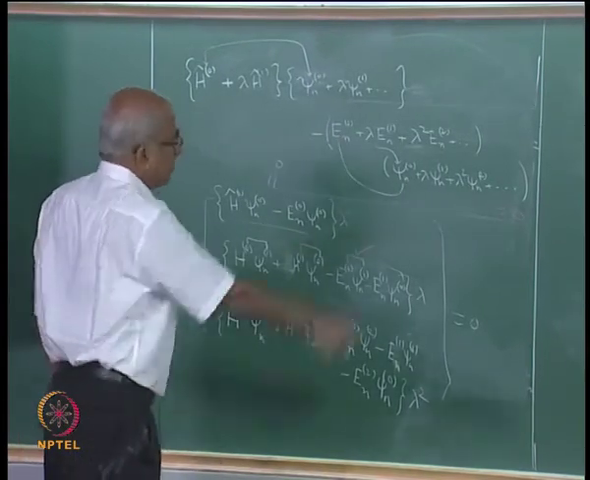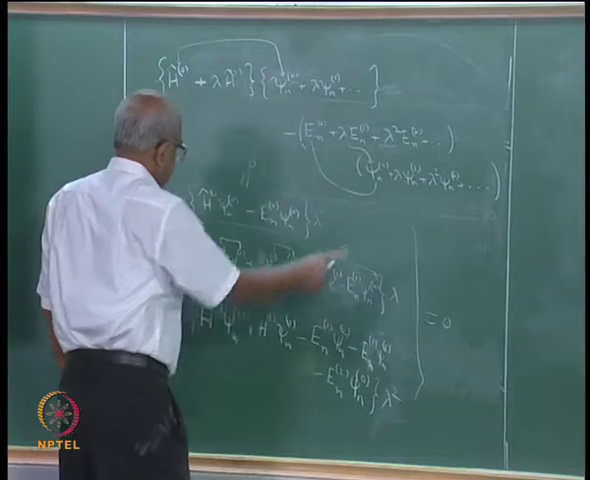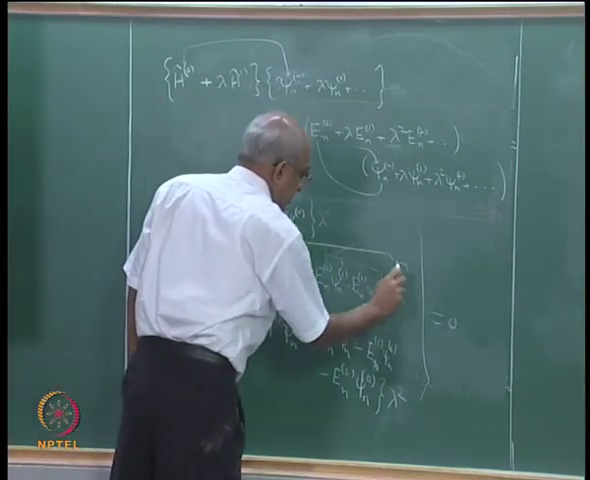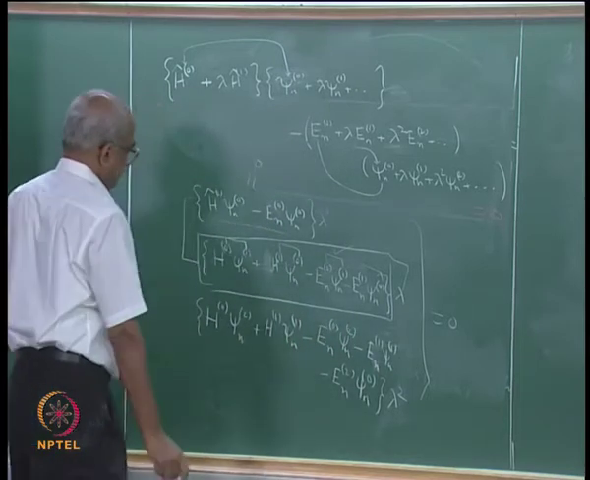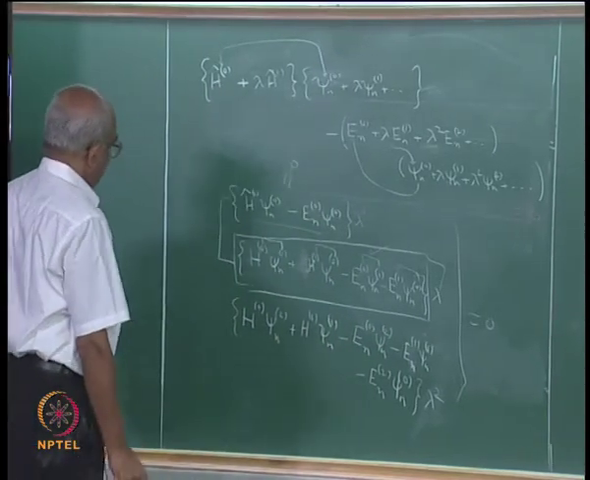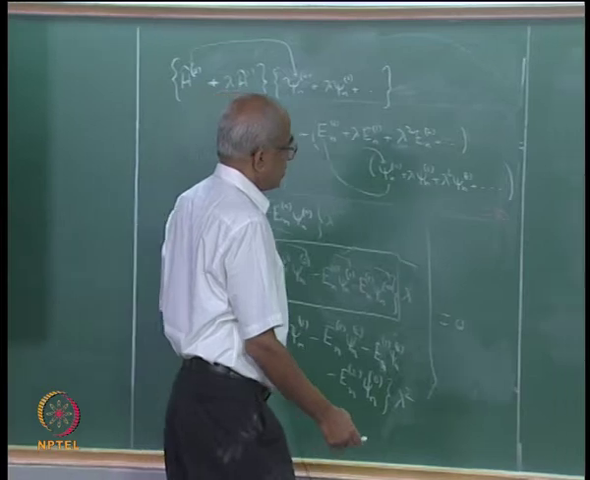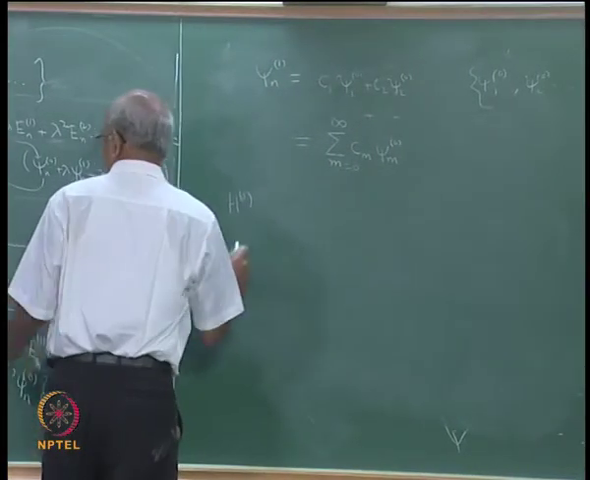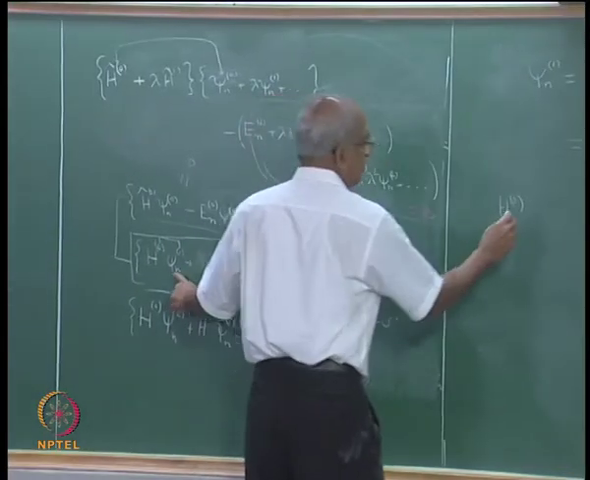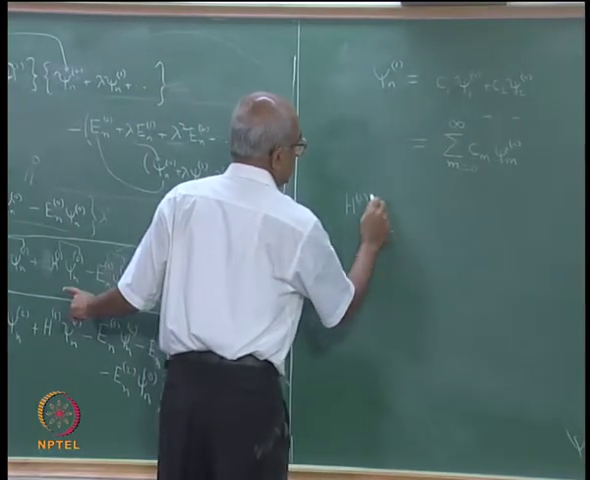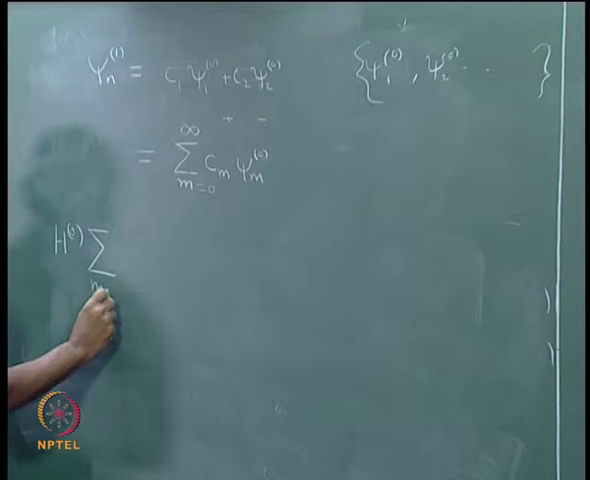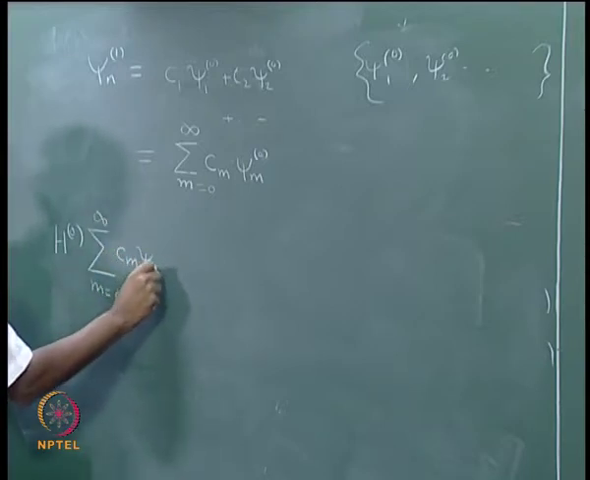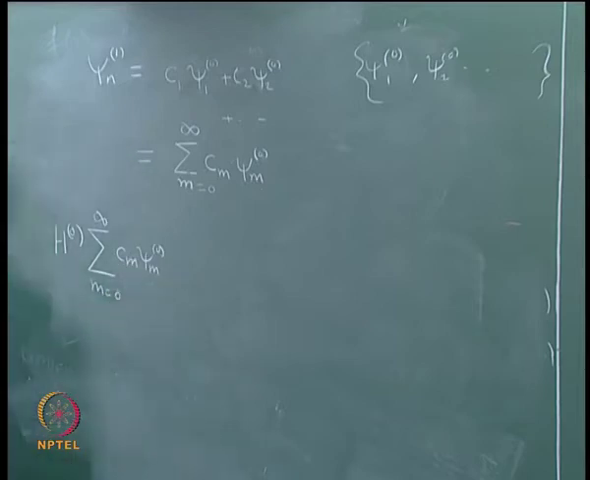So, what am I going to do? I am going to take that assumption and put it in here into this equation, which I had earlier, but I unfortunately rubbed off. But that is not a problem, let us do that. What am I going to have? H0 operating upon psi n1, what will that be? That is actually equal to sigma m going from 0 to infinity Cm psi m 0, right.